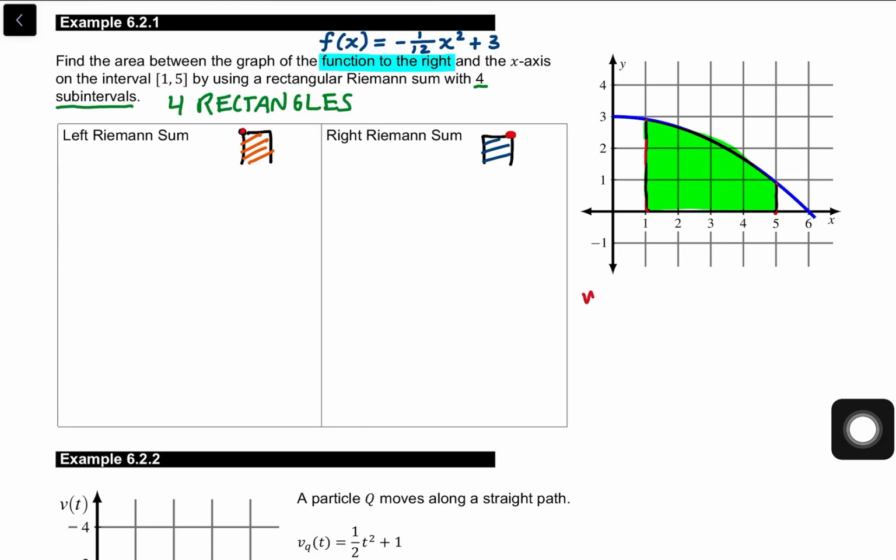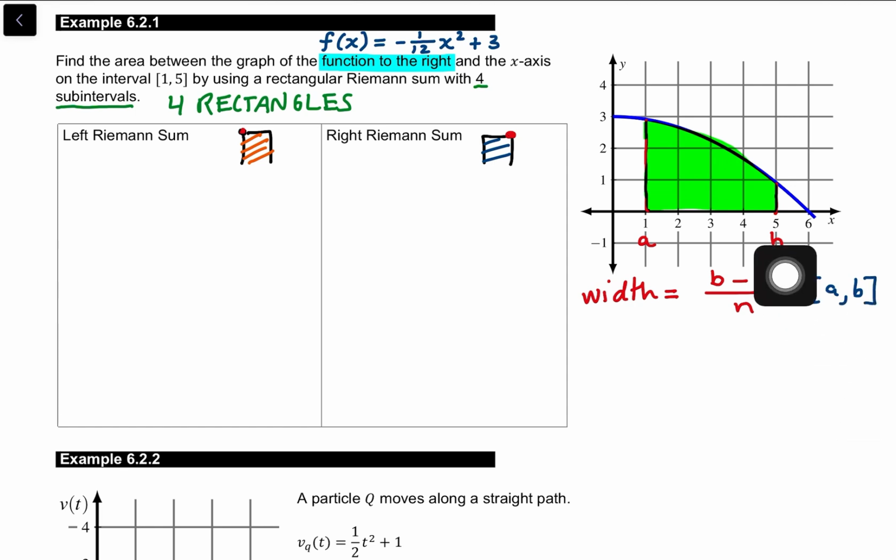So the width of the rectangle, in general for other problems, can be thought of as b minus a over n, where a is the start of your interval, b is the end of your interval. Typically a is less than b, so we have some interval from a to b, where a is the left endpoint and b is the right endpoint, and I want to find the distance between them, which is just a subtraction, b minus a. And then n is going to be the number of rectangles.